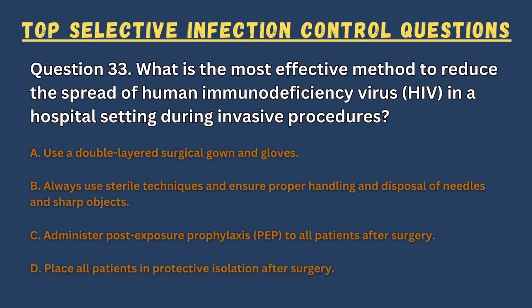Question 33. What is the most effective method to reduce the spread of human immunodeficiency virus (HIV) in a hospital setting during invasive procedures? A. Use a double-layered surgical gown and gloves. B. Always use sterile techniques and ensure proper handling and disposal of needles and sharp objects. C. Administer post-exposure prophylaxis (PEP) to all patients after surgery. D. Place all patients in protective isolation after surgery.